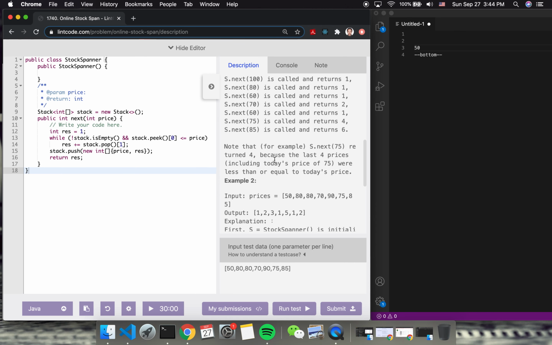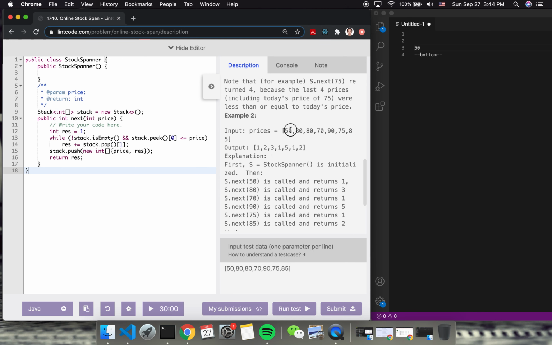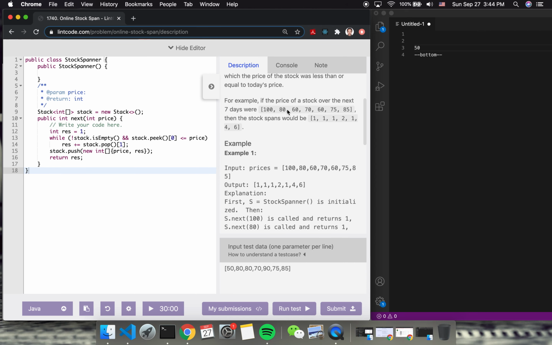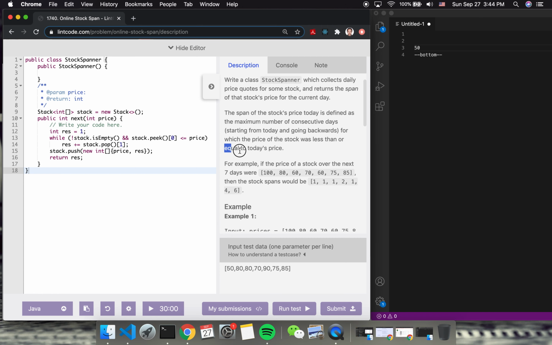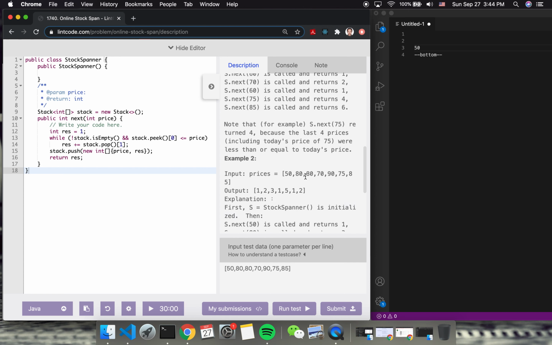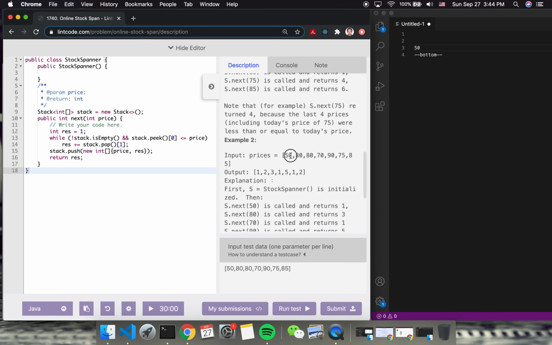For example, here, starting at today, 50. Because the definition is starting from today and it can be equal to today's price, our count is plus 1. Then we go to 80. 80 is at least equal to itself. So we have 80 and then it goes backwards. We find 50 is smaller than 80, so 1 plus 1 equals 2. And then it's the same for the next 80: it has itself, and then plus 2.